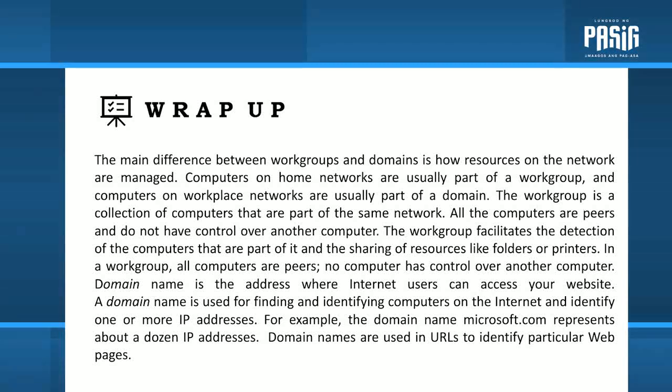A domain name is the address where internet users can access your website. A domain name is used for finding and identifying computers on the internet and identifies one or more IP addresses. For example, the domain name Microsoft.com represents about a dozen IP addresses. Domain names are used in URLs to identify particular web pages.